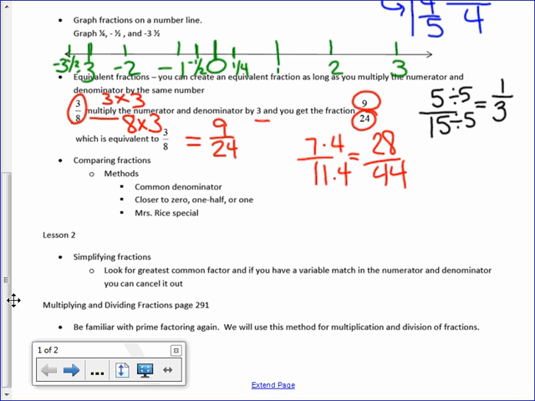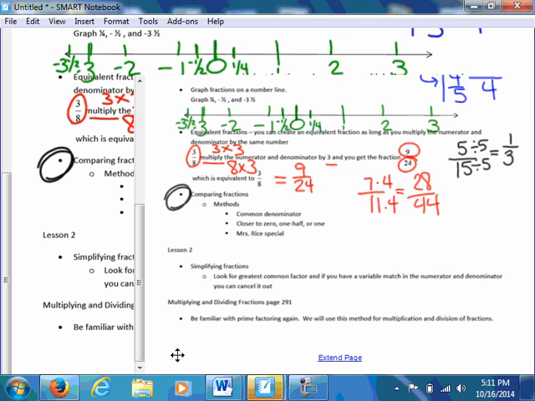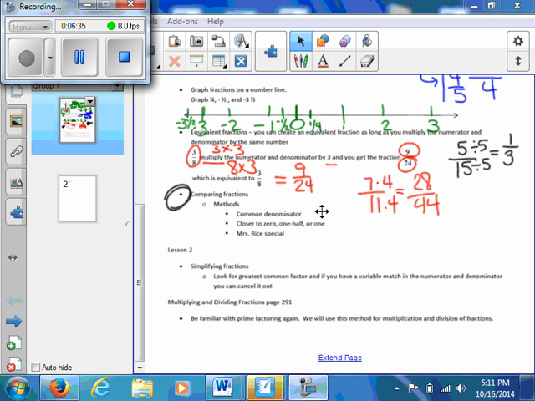Comparing fractions is something I will talk about in class on Wednesday night. So that's your introduction to fractions, video 1 of probably 3.